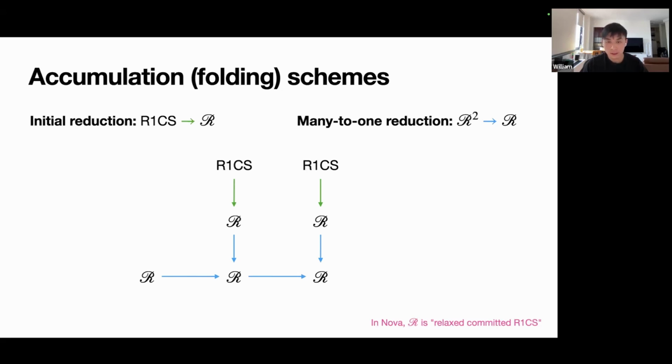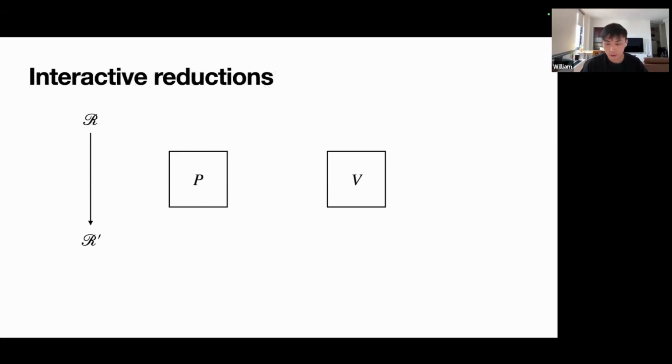Okay, so I've been talking about reductions, and now I want to formally define what an interactive reduction is. An interactive reduction is from one relation R to another relation R prime. And it's an interactive protocol between a prover and a verifier. So the prover receives some statement, and the verifier receives the instance.